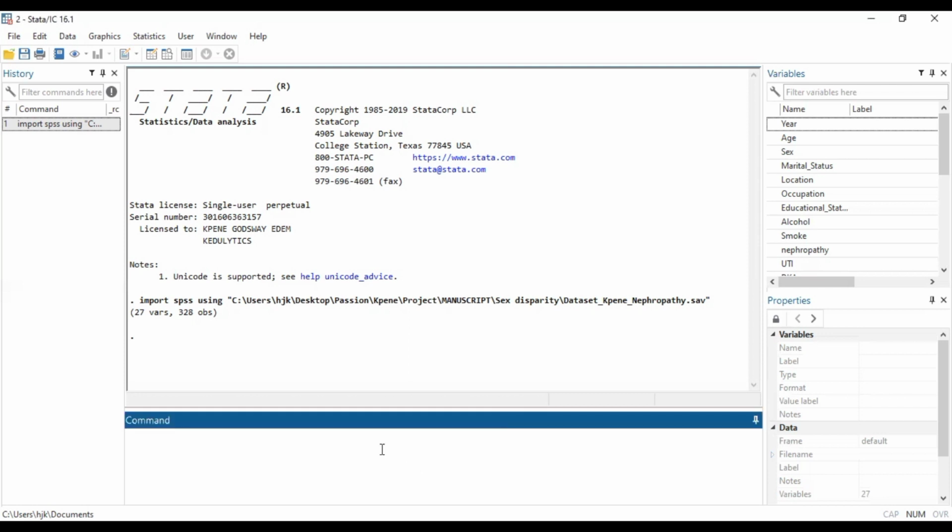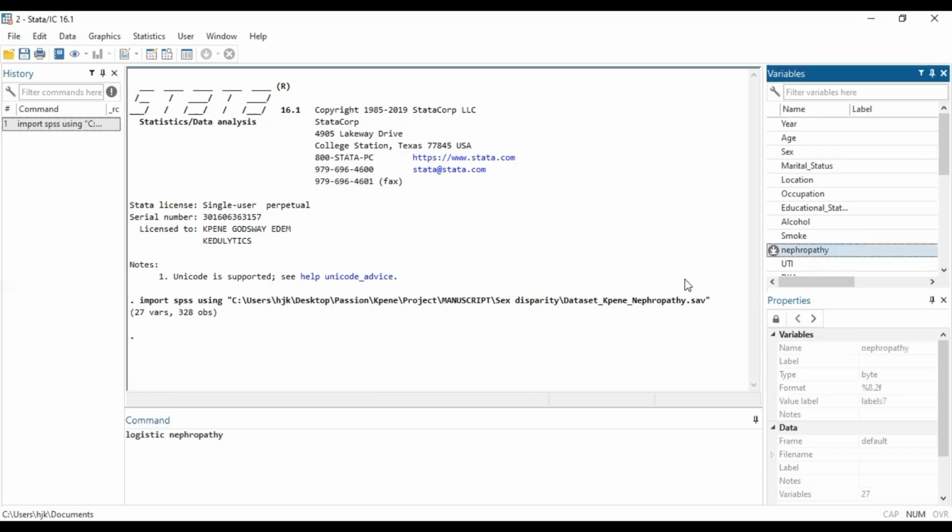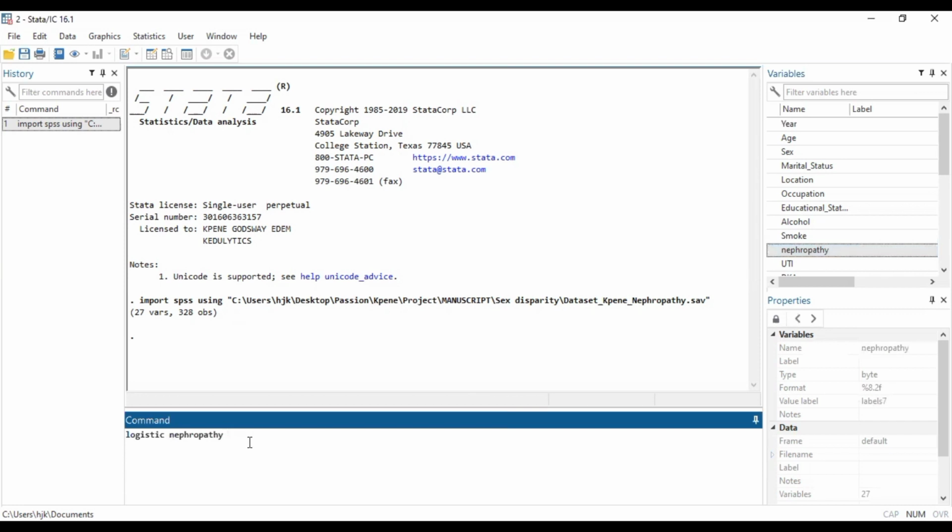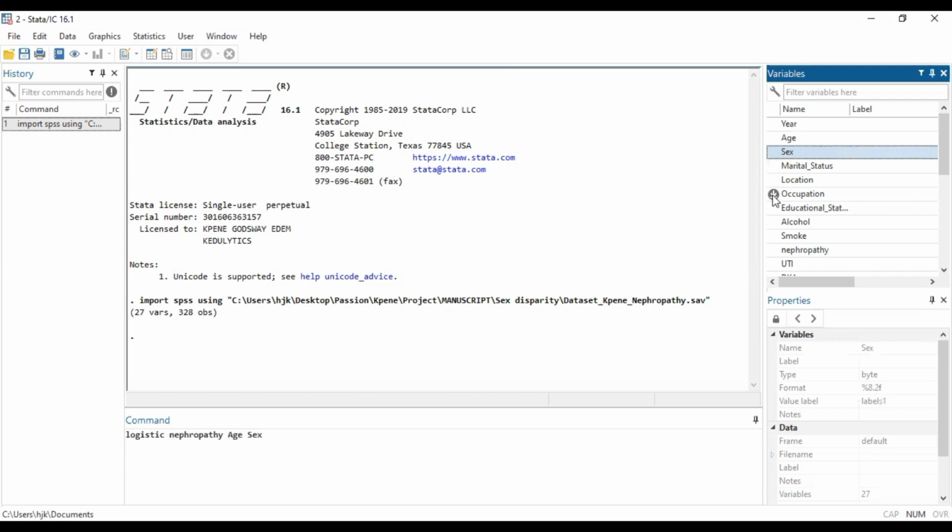Now, basically, to run a logistic model in STATA, you type logistic, and then what follows should be your outcome variable, or your dependent variable, or your variable of interest. And then your independent variables follow, or your exposure variables or predictor variables. These are synonymous words that we can use interchangeably. So we mentioned age, sex, educational status, alcohol intake, and smoking status.